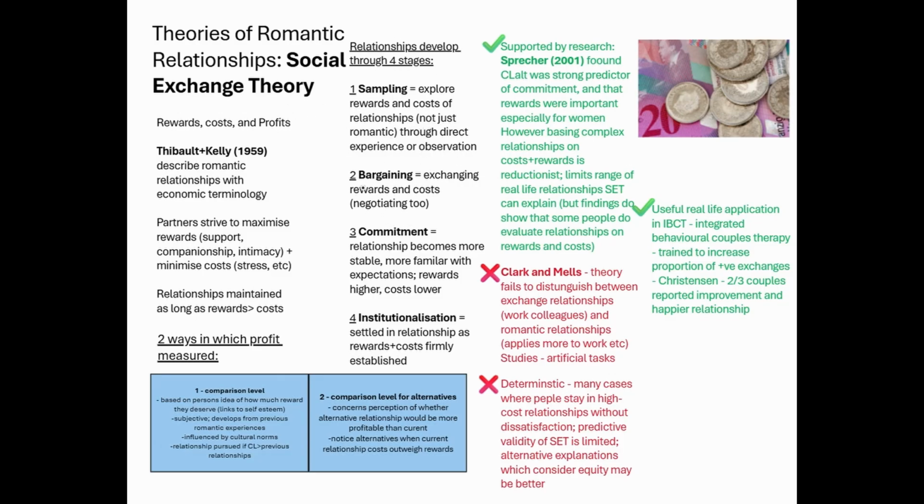The second stage is bargaining. You exchange the rewards and costs. This is kind of when you talk to them and try to understand the rewards that you're going to get by pursuing a relationship and the costs of the relationship.